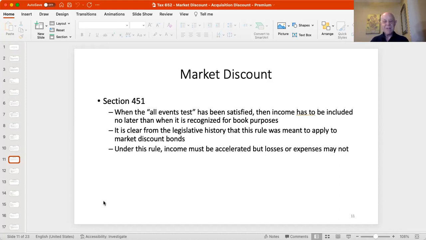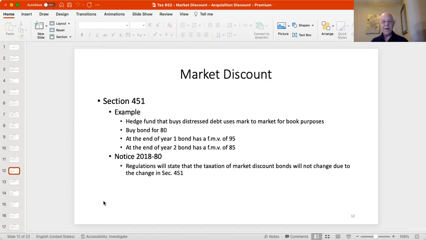And from the legislative history, it was clear that they meant this to apply to market discount bonds. And you only pick up income, you don't take deductions under this rule. So under this rule, income had to be accelerated, but losses or expenses could not.